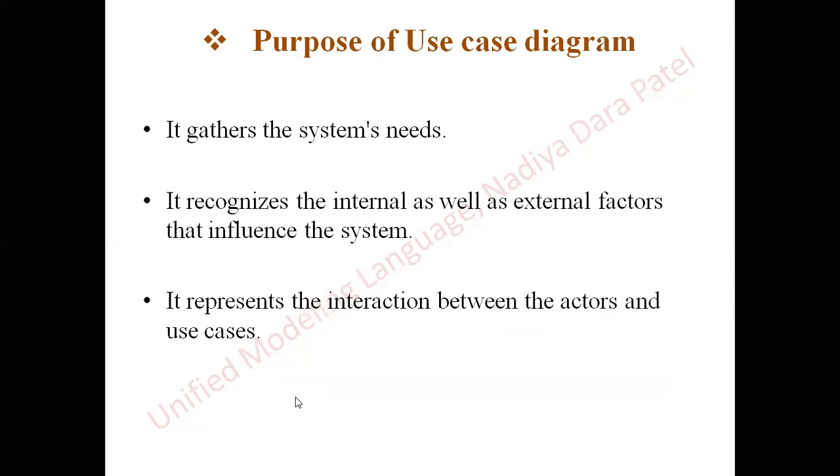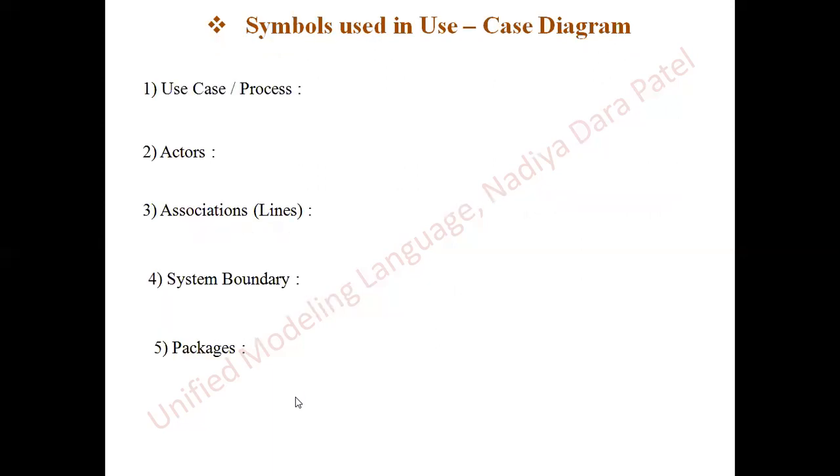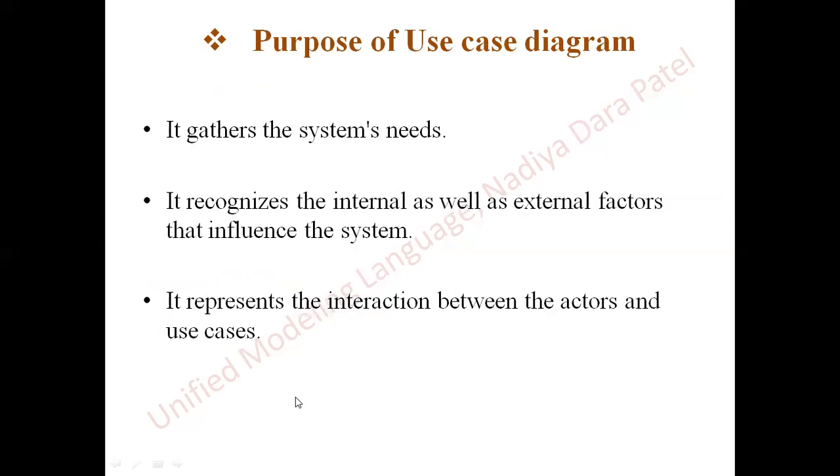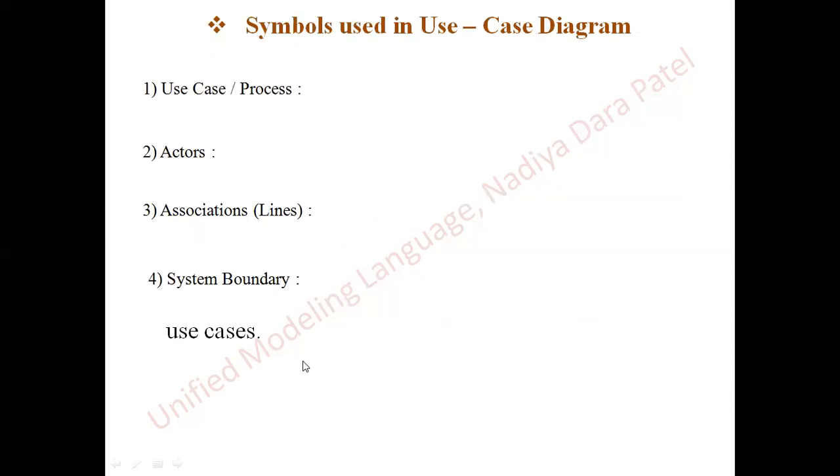Use case diagram represents the interaction between the actors and the use cases. So these are the three purposes of our use case diagram. One is gathering the system's need. The second is it recognizes internal as well as external factors that influence the system. The third thing, it represents the interaction between the actors and the use cases.